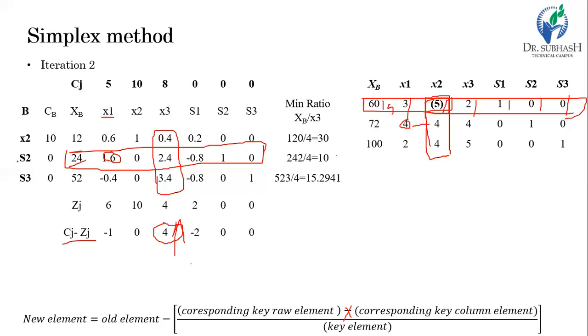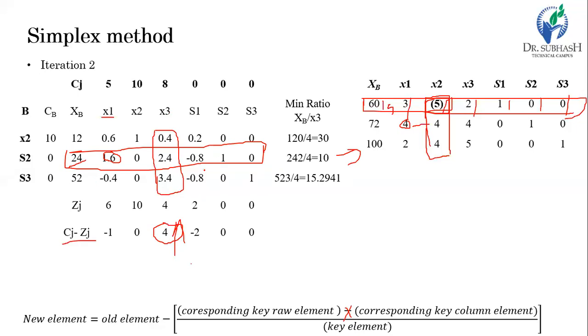So in the next table, S2 will be replaced by X3, and we will get another solution, and for that solution we will check optimality. So this is our iteration number 2.